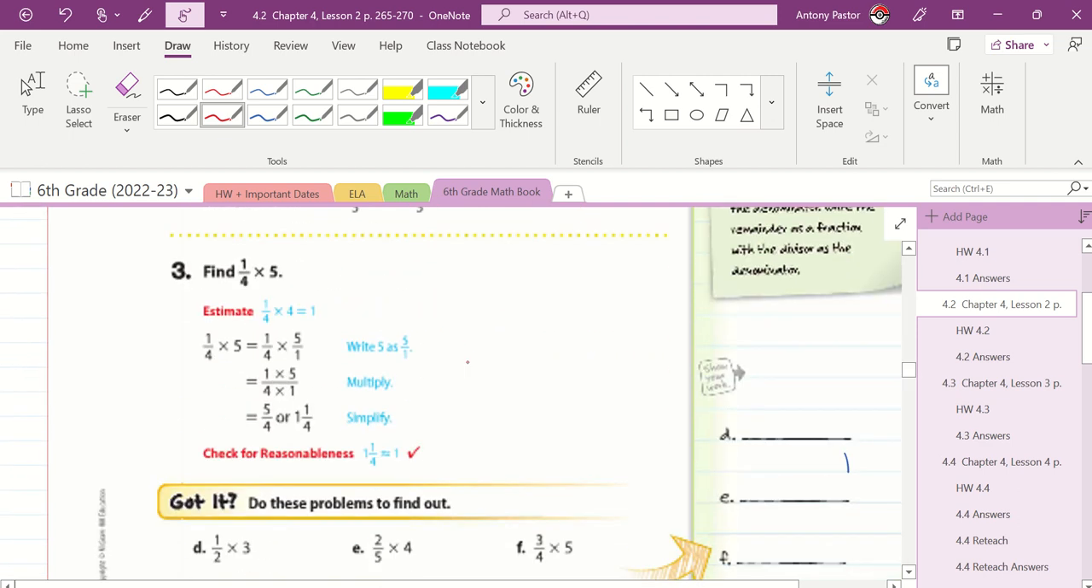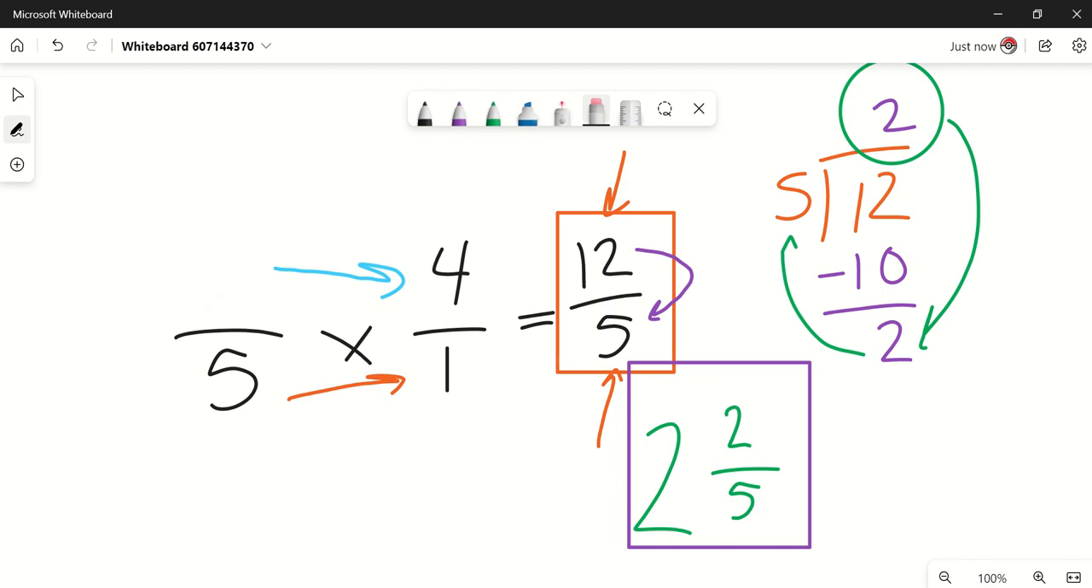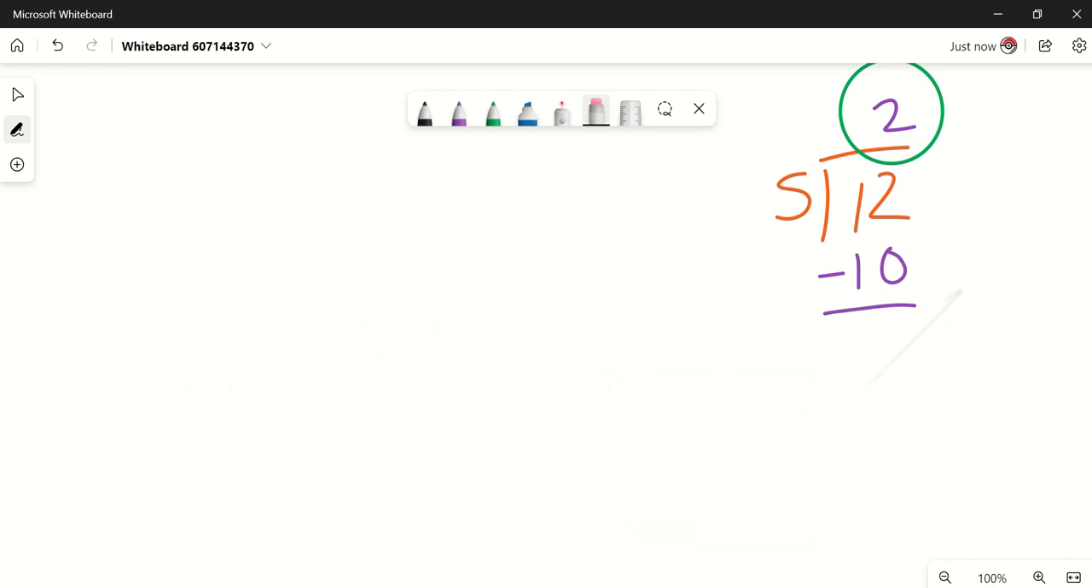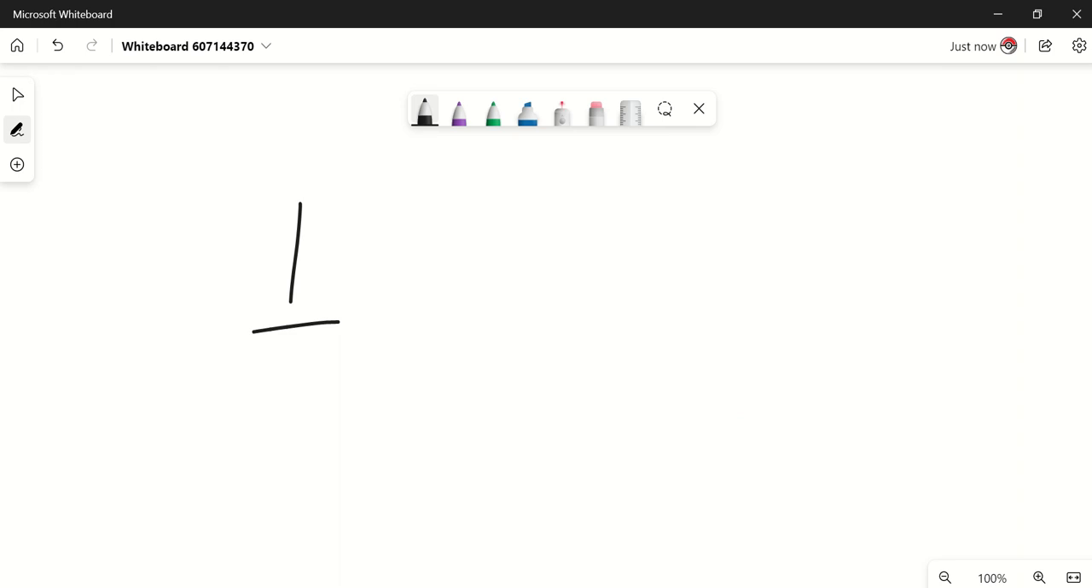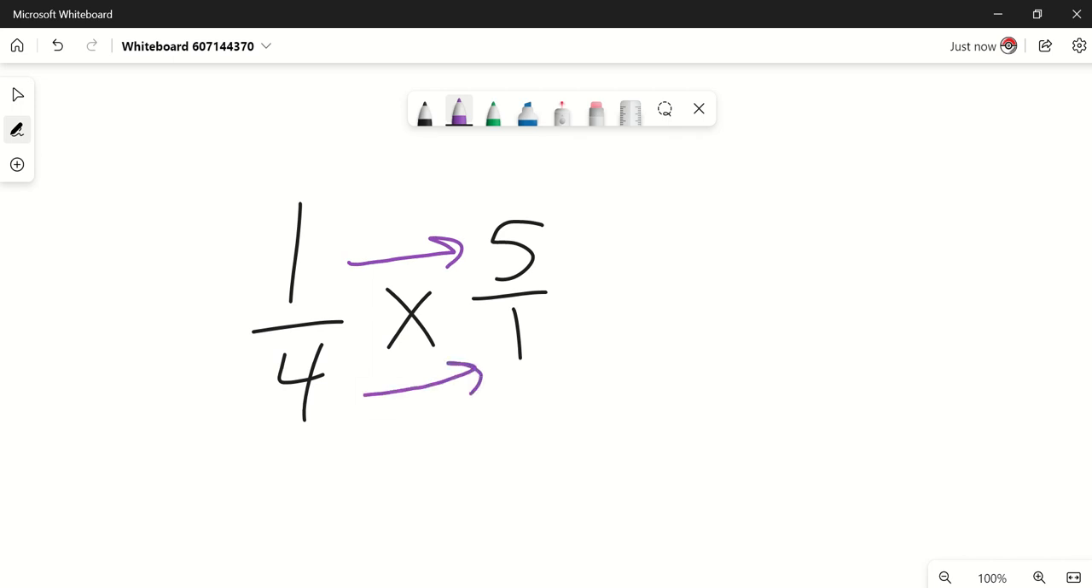Let's do another example. We're going to do 1/4 times 5. Now, again, this should be in your notes so you guys have these steps. The first step is to make your whole number a fraction. My whole number is 5. This will become 5/1. That's step 1. Step 2 is now to just multiply numerator by numerator and denominator by denominator. 1 times 5 will be 5. 4 times 1 will be 4.